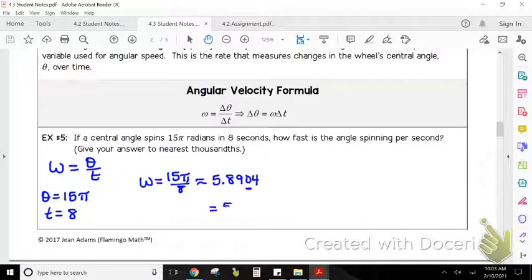So we're going to do 5.890, and its units. Now the angle, remember, it didn't have a label, but the angle is in radians, and the time is in seconds. So omega is going to be labeled radians per second.